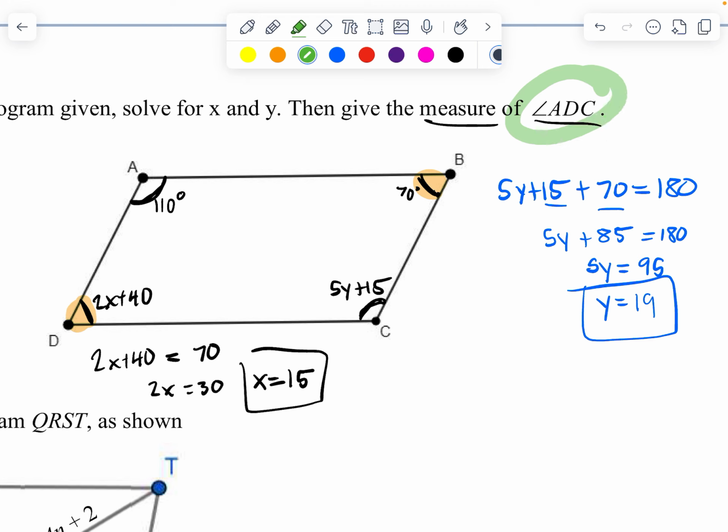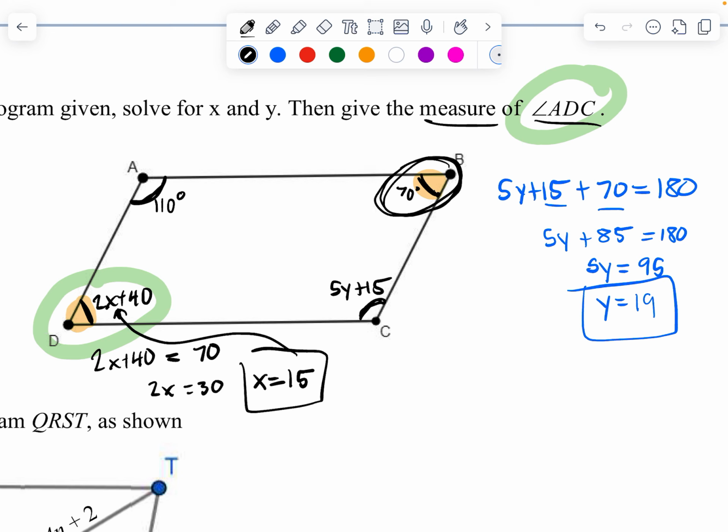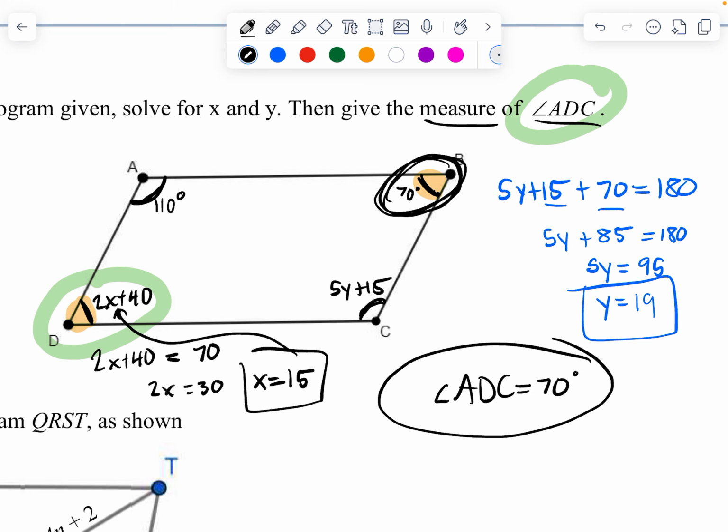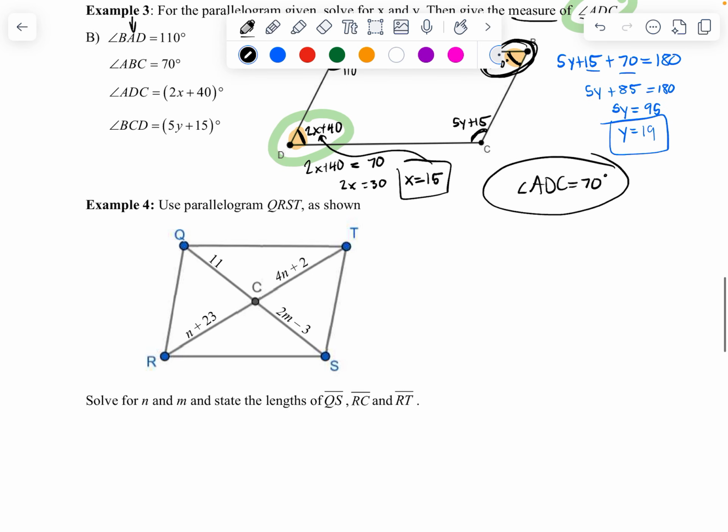Remember, this is that angle down there. So we need to know what x is, but fun fact, we know x is 15. You could plug 15 in, but keep in mind, we know that opposite angles are congruent, so you already know that angle ADC is 70 degrees. Right? If you have an easy path to take, I just take it. It's fine. Okay? All right, there you go.